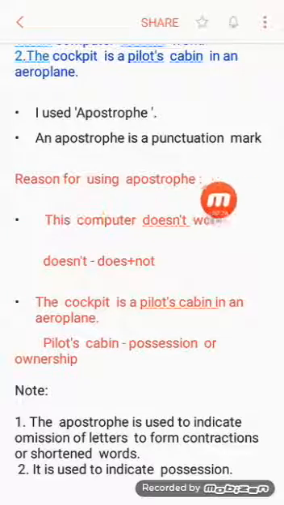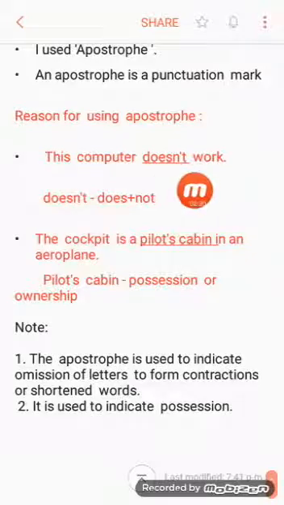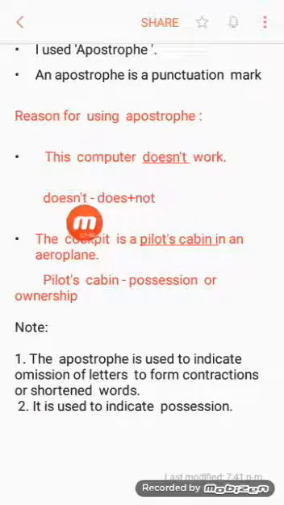Now, the reason for using apostrophe. See these two examples here. This computer doesn't work. Again I am considering the above sentences here. Doesn't means does plus not. Here I used apostrophe and wrote the contracted form of these two words as doesn't.